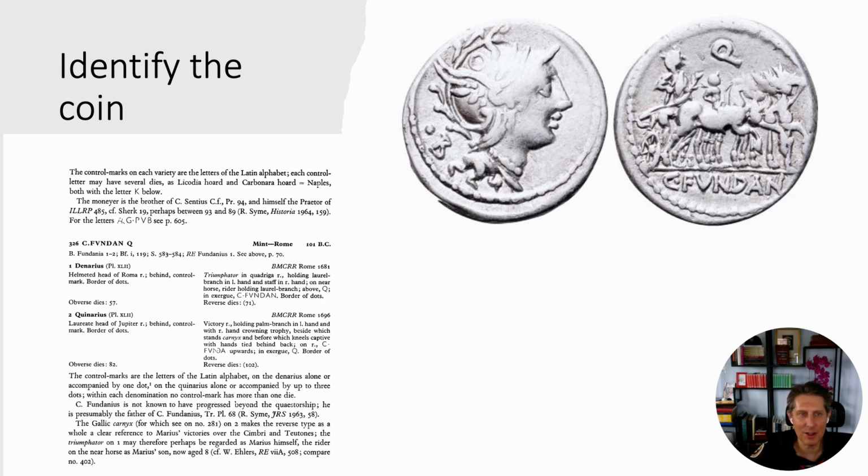You also look at the back and you have a triumphator in a quadriga going right, holding a laurel. Again, this is your denarius. So now you've identified your coin, 326.1. Thank you.